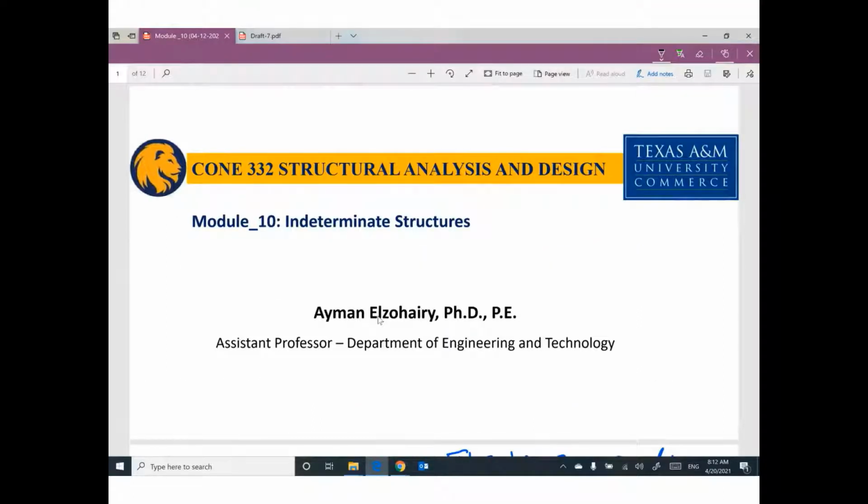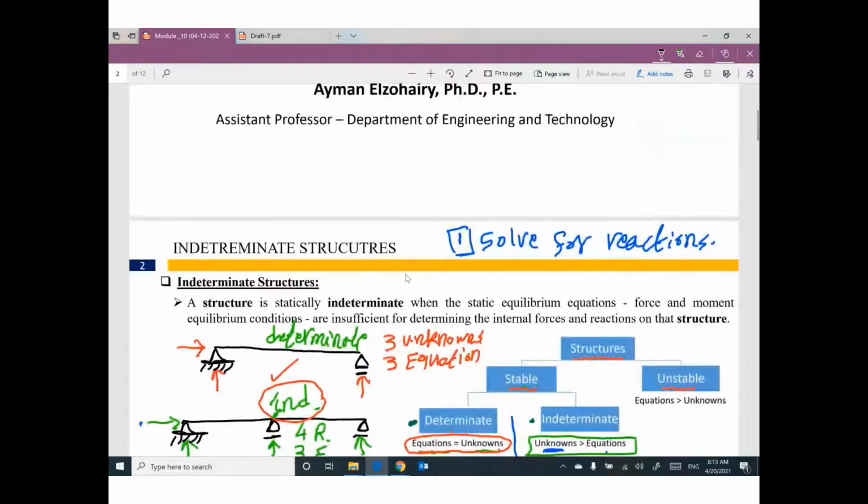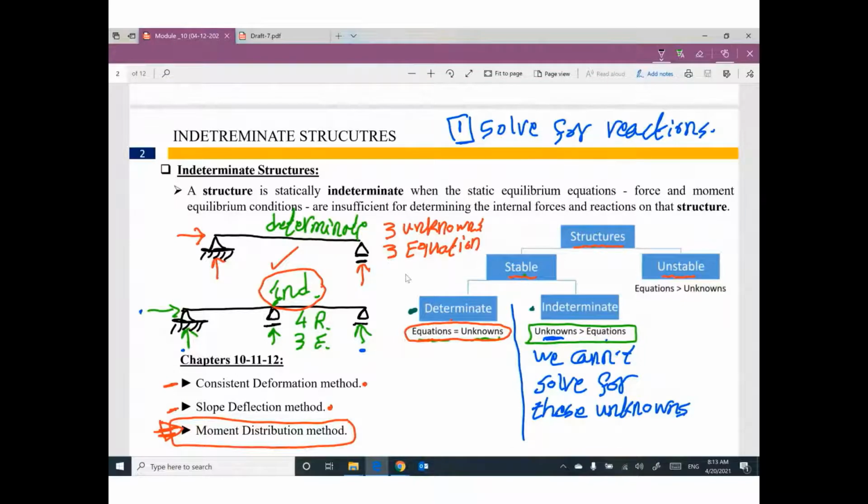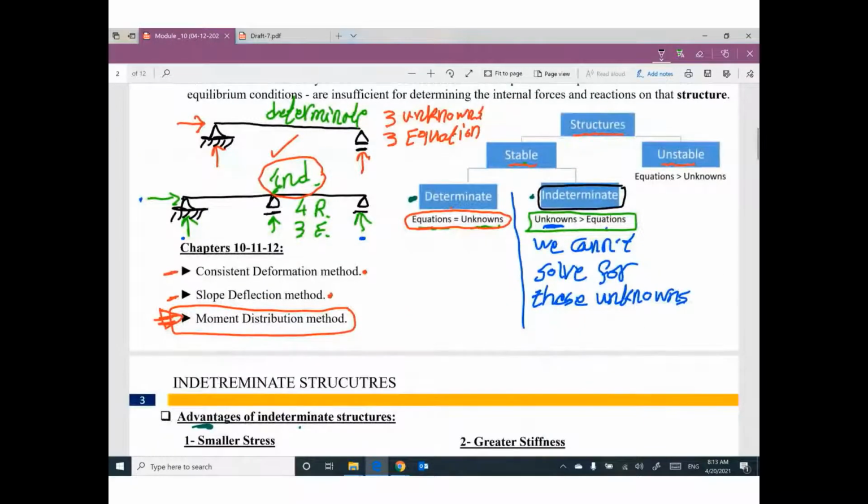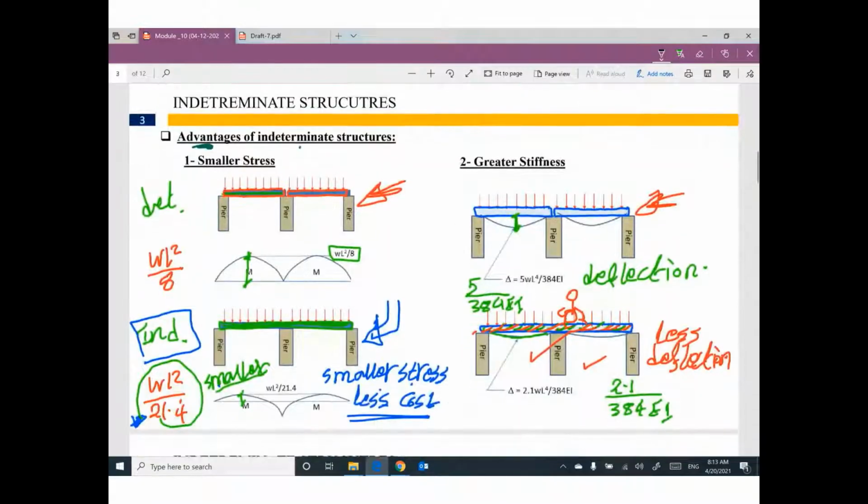So today's meeting, I'm gonna focus on a few things, nothing completely new today. We talked about indeterminate structure, and I explained the meaning of indeterminate structure: in a few words, the number of unknowns is greater than the number of equations. We have many methods to solve indeterminate structures, one of them the moment distribution method. And I explained the advantages and disadvantages of indeterminate structure.